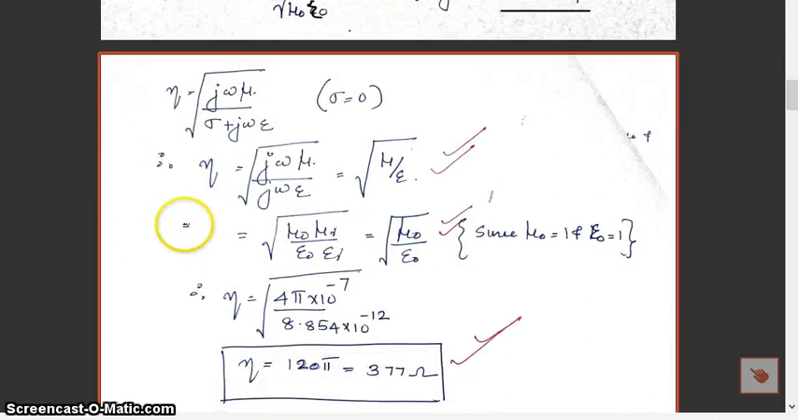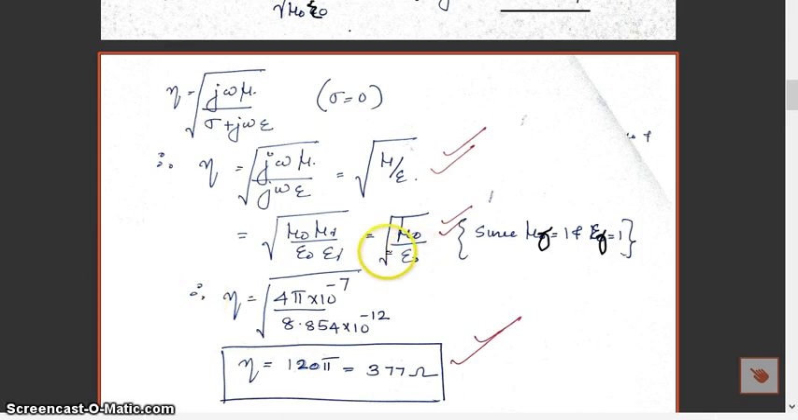Similarly, we have eta is equal to square root of j omega mu by sigma plus j omega epsilon. If you substitute sigma equal to 0, you will get mu by epsilon. Mu is equal to mu 0 mu r by epsilon 0 epsilon r. Here mu r and epsilon r is equal to 1.